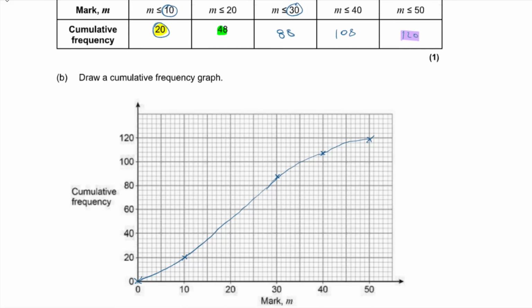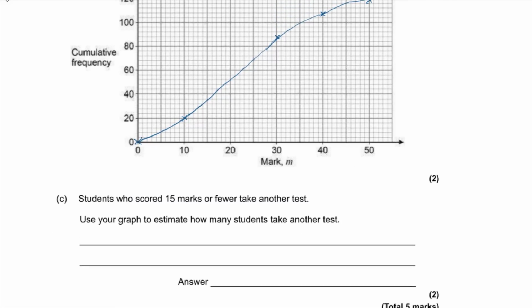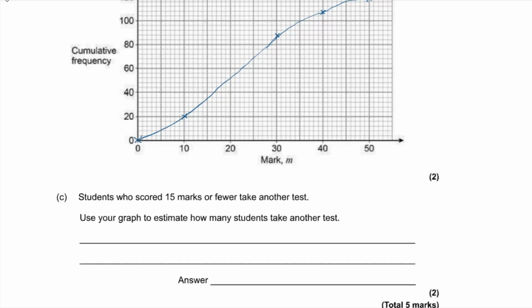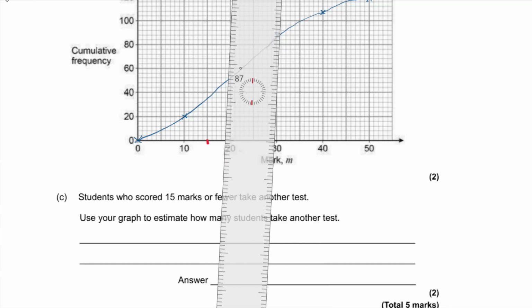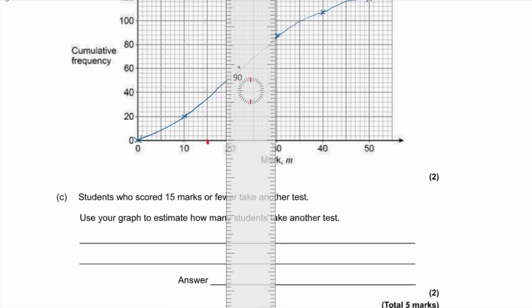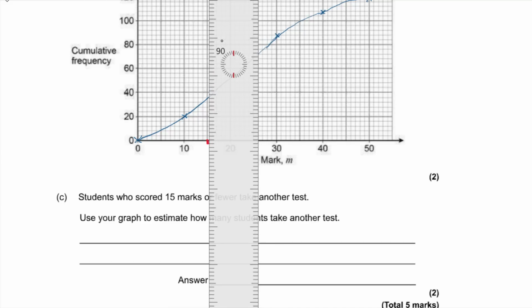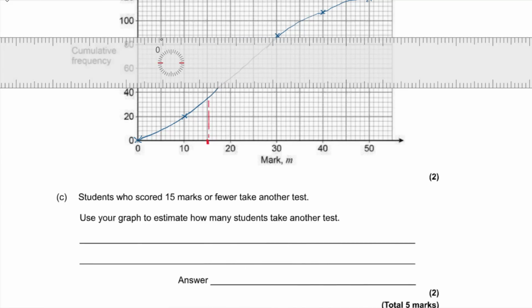Okay. Right, have we got any questions on this? Yes. Students who scored 15 marks or fewer take another test. Use your graph to estimate the number of students who take another test. Well, 15 marks is here. Look, that's 15 marks. So what we're going to do is we're going to use our ruler. We're going to read up to the graph and then across, and then that is going to be our cumulative frequency. So these people here, reading across.